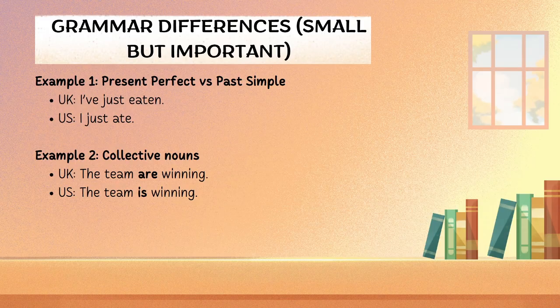Now let's see the grammar differences. Grammar is mostly the same, but there are a few differences. For example, the present perfect and past simple. In the UK, they say, I've just eaten. In the USA, we have, I just ate. Example two, collective nouns. In the UK, they say, the team are winning. In the USA, you say, the team is winning. Again, both are correct, but it depends on the variety.